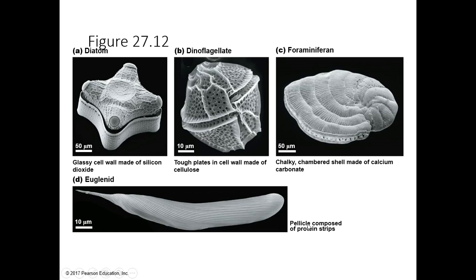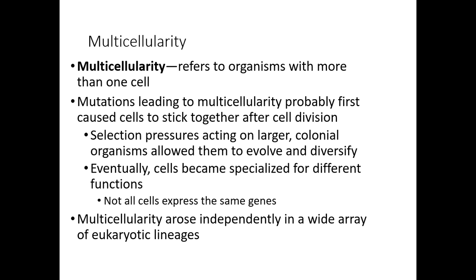The euglenids have this pellicle composed of protein strips. Here we see with this pellicle, lots of strips that are located actually underneath the cell membrane. And we'll see different diversity in this as well and other types of internal and external support. These are just some main examples that your book goes over in this figure.